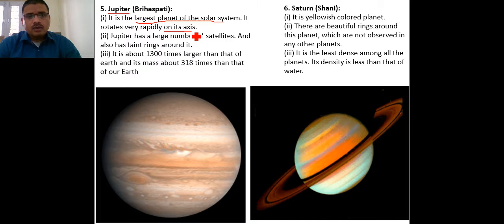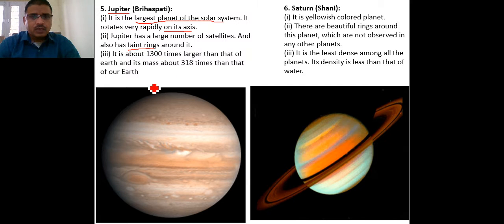Wherever these planets are present, they rotate on their axis very fast. Now, Jupiter has a large number of satellites, and it has a faint ring. You can observe here, it has a faint ring around it.